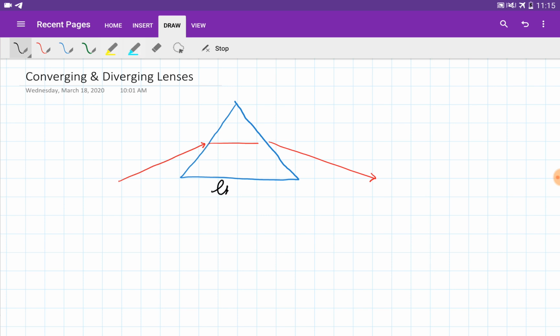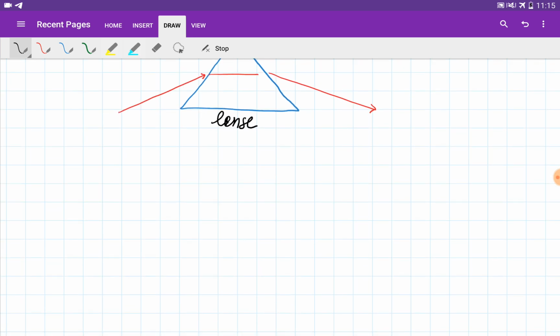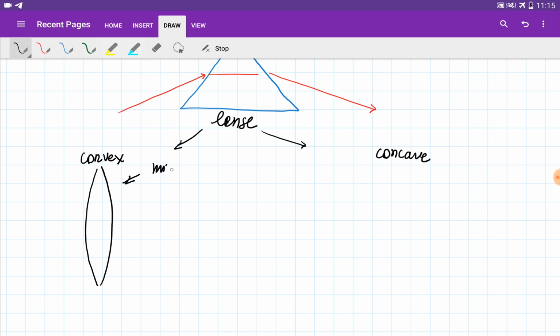So depending on the shape of the lens, the light is going to bend and transmit through it in a different way. We are going to differentiate two types of lens: one is convex and the other is concave. Whenever the lens is convex, it is in this form, where the middle of the lens is thicker.